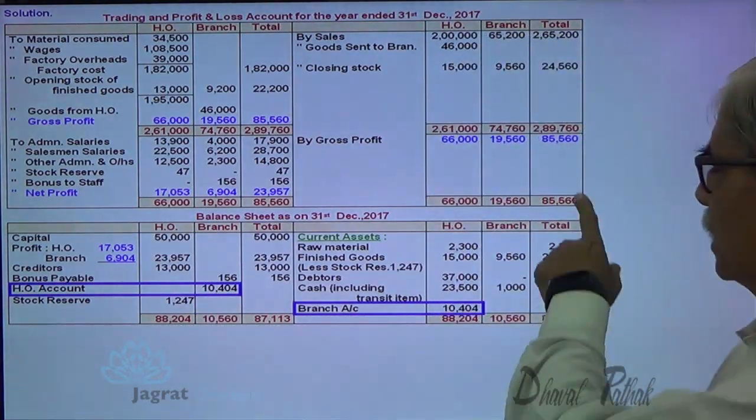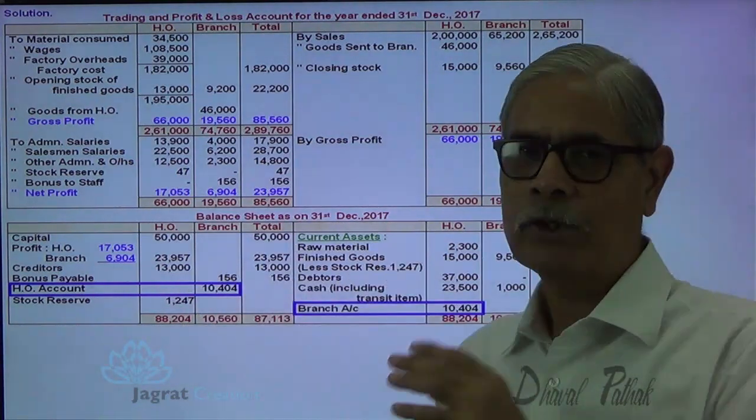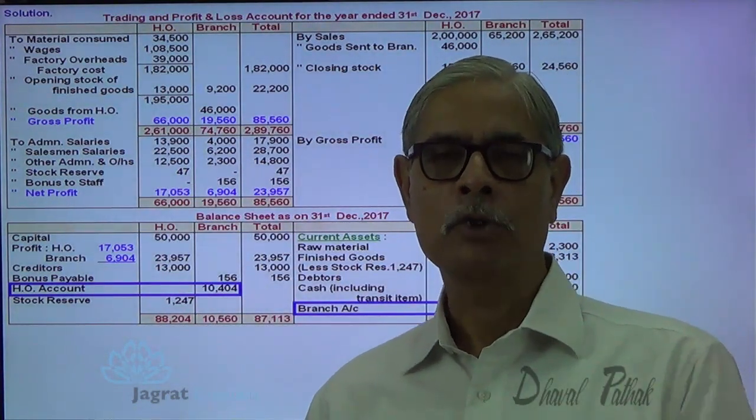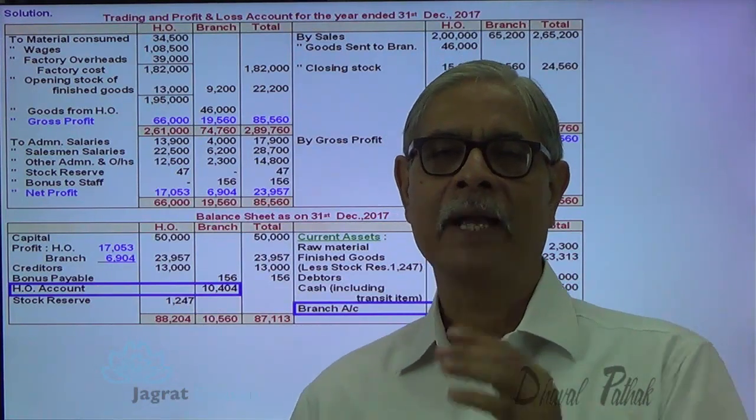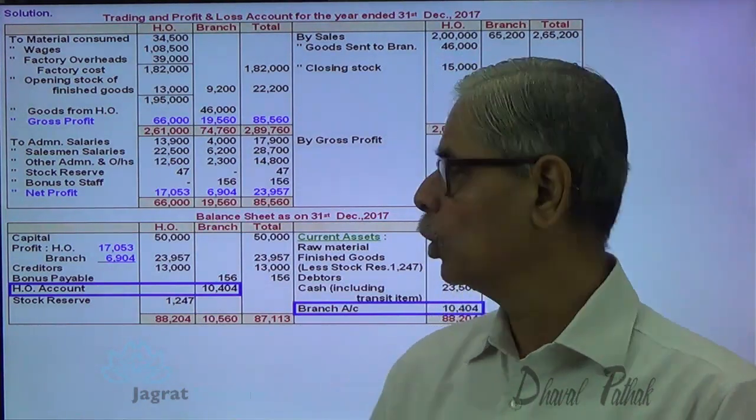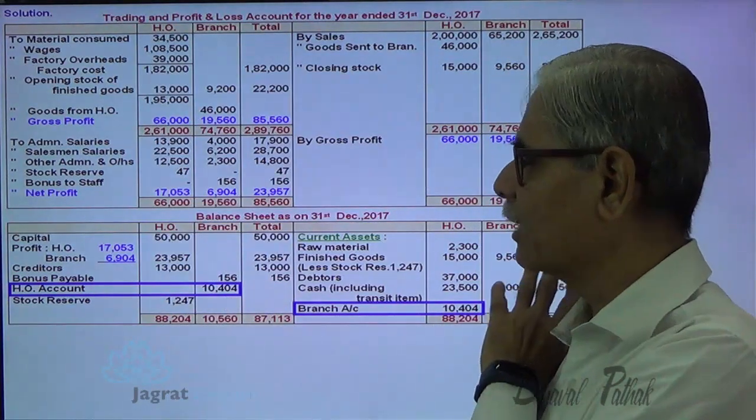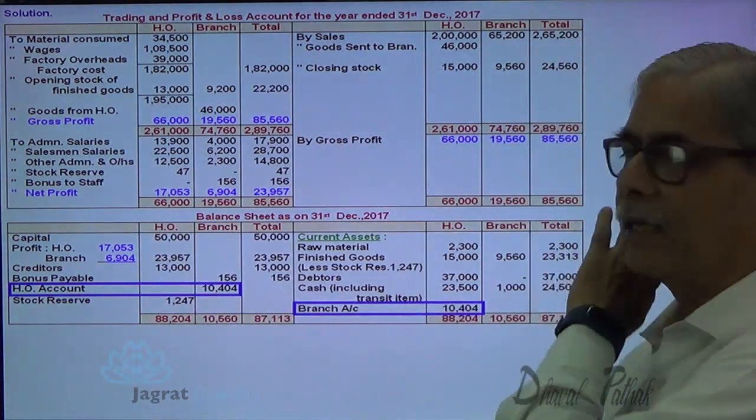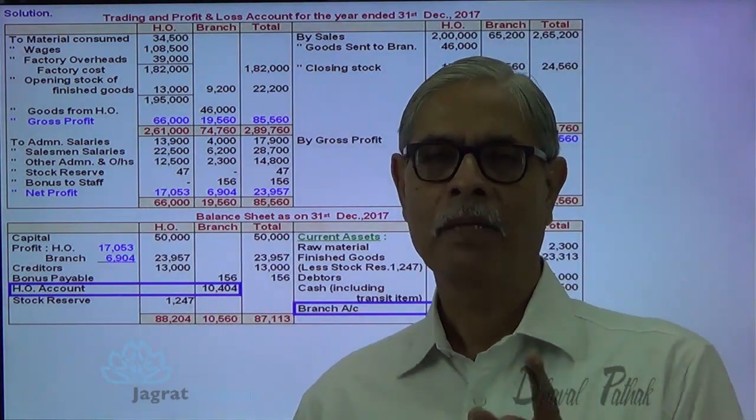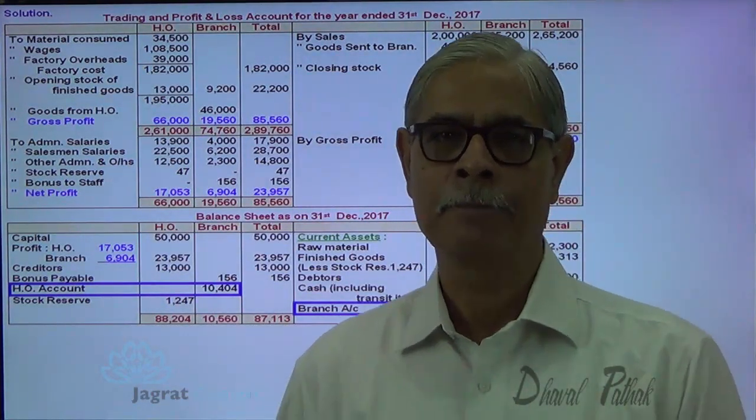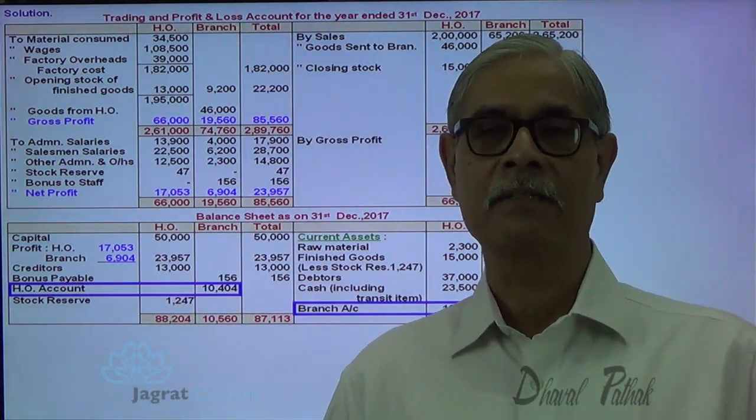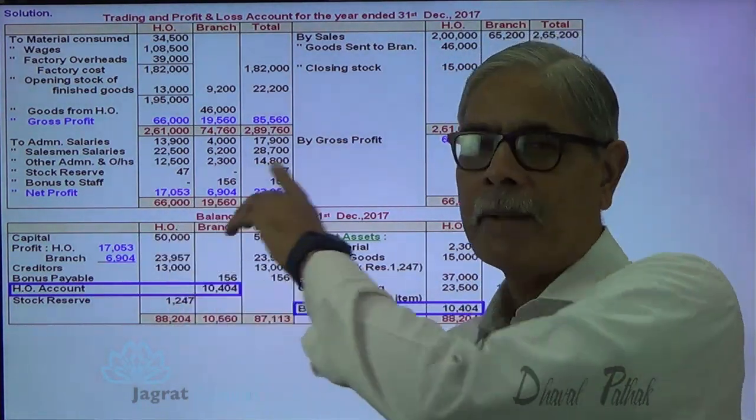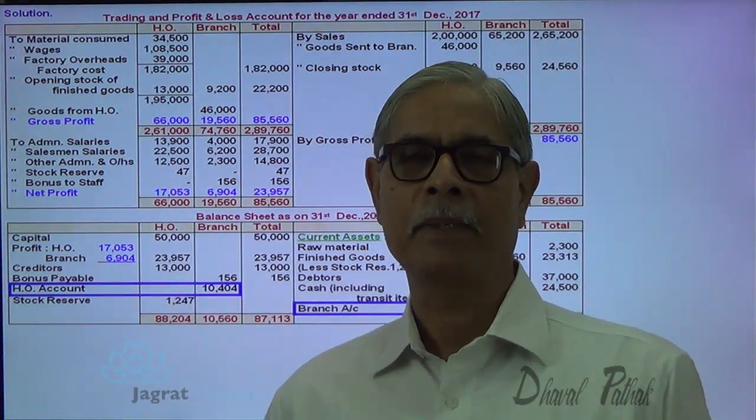In this general balance sheet, you can't write HO account or branch account because you can't write any obligation towards yourself and any claim against yourself. So this is in the individual balance sheet that we report this 10,404 and 10,404, but it is never reported in the general balance sheet. And don't forget to write down this 1247, the stock reserve. It's a credit balance and that is created by HO. So that reserve also should appear in the HO balance sheet.